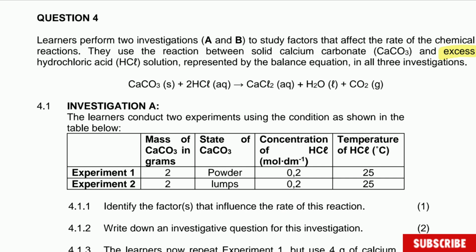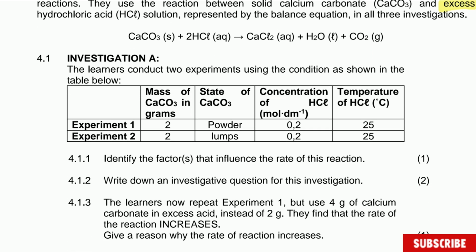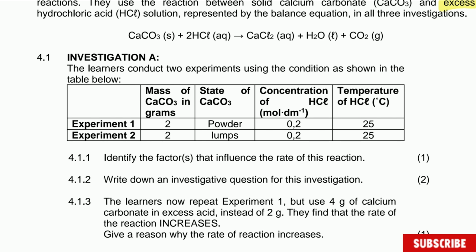Now, question 4.1, investigation A. So let's analyze this one. In investigation A, the learners conduct two experiments using the conditions as shown in the table below. And you can easily see that they change the state of the calcium carbonate, in other words, the surface area. So the question says identify the factor that influences the rate of this reaction, and that will be surface area. Surface area is the answer.